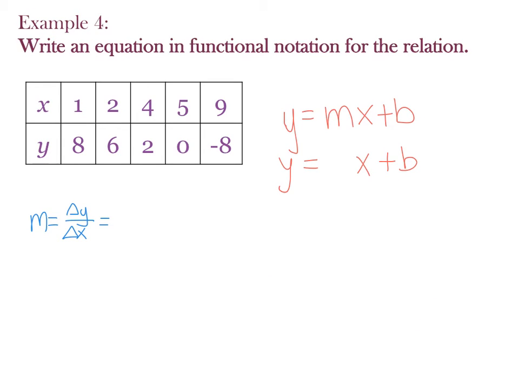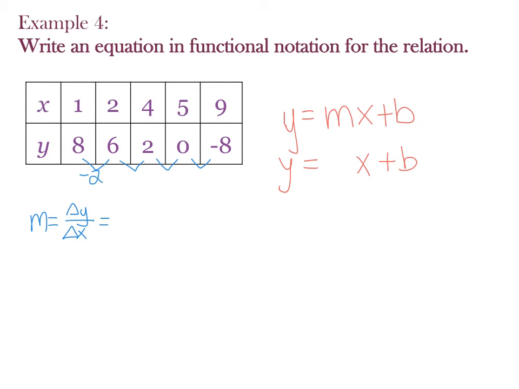Okay, so then example 4, if we take a look at our slope, change of y, 8 to 6, 6 to 2, 2 to 0, 0 to negative 8, I'm realizing it is not consistent. So that's okay. That just means that this table, they didn't list the ordered pairs in a nice order for you. It doesn't mean this is wrong.